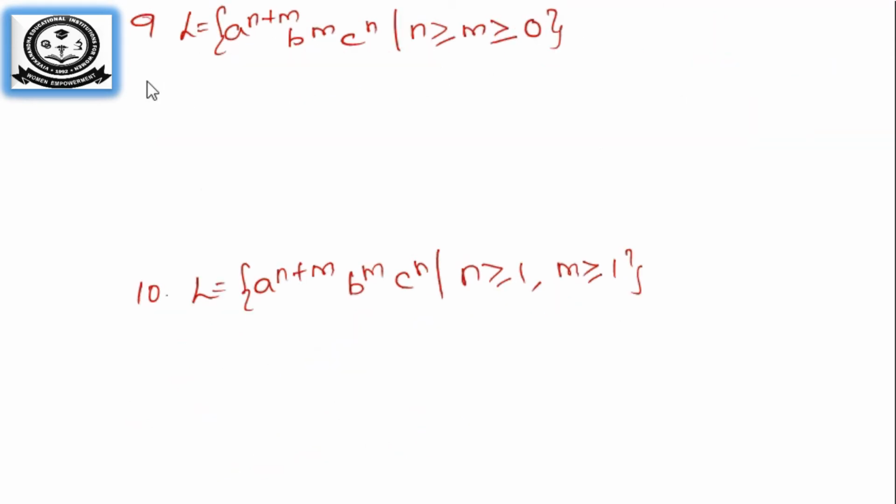So now let us see what is the language generated for the 9th question. It is starting from n, m greater than or equal to 0. So we will have epsilon. So you can write it like this: A^n B^m C^m. Okay, so it's A^n, B^m, C^m.